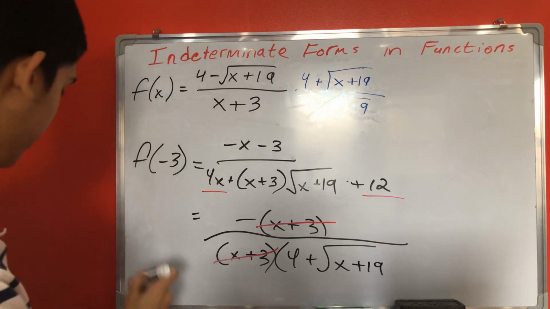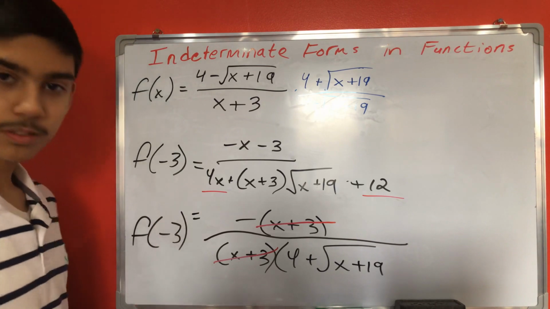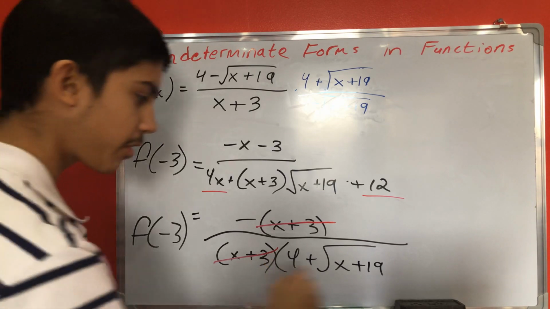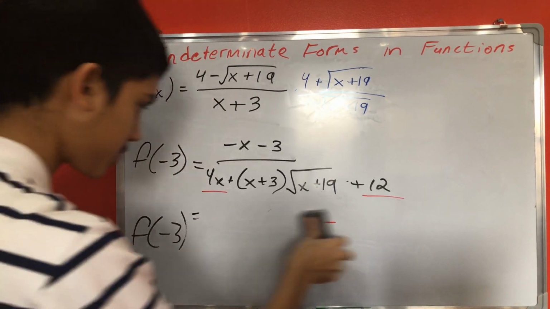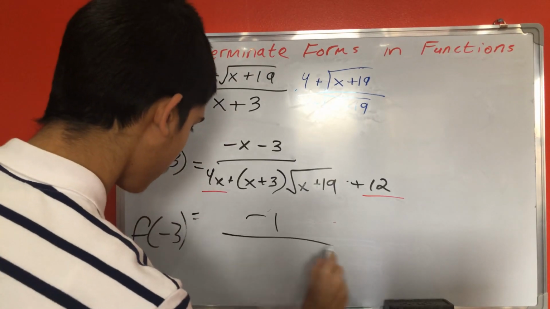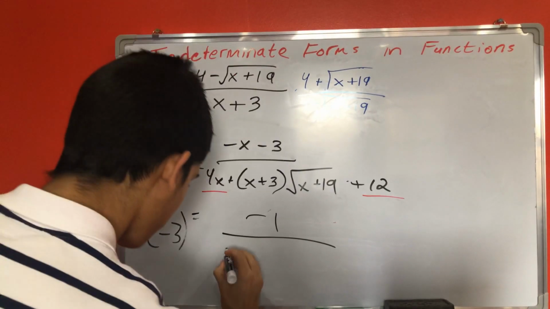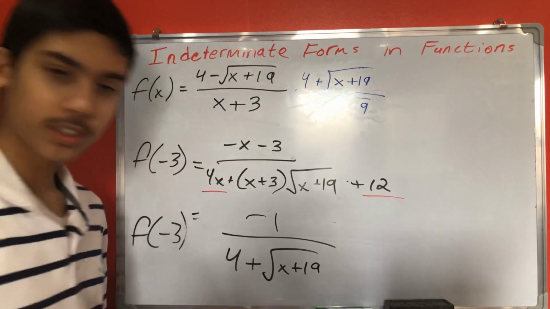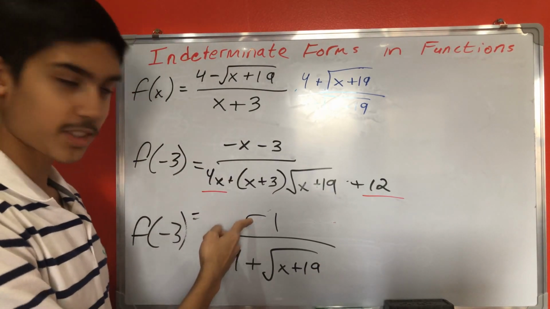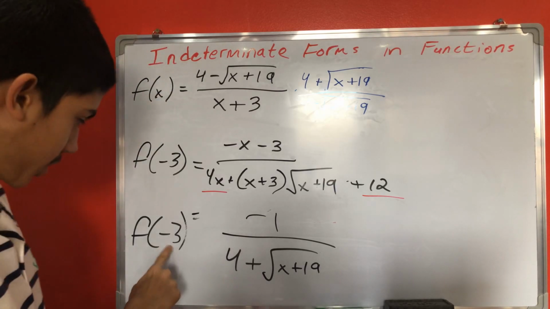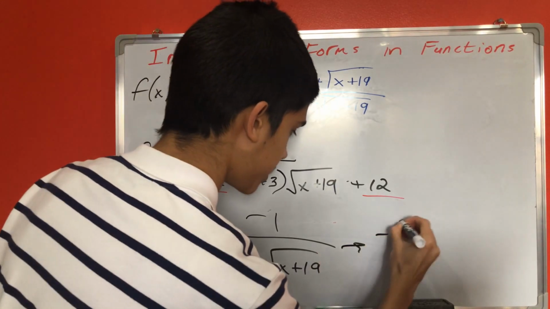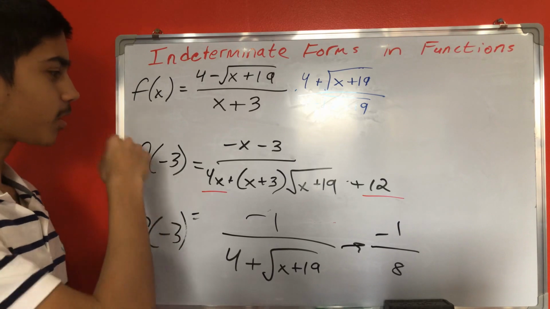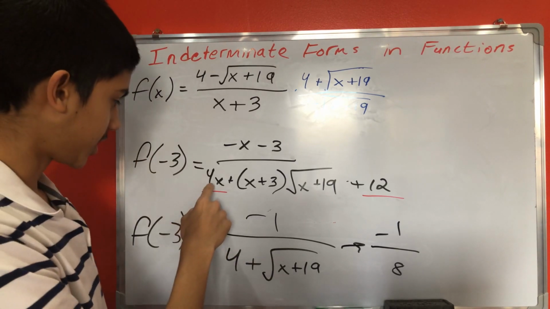Now, if we plug in f of negative 3, it won't give us 0 over 0 anymore because we've cancelled out this factor. So when we rewrite this, we get negative 1 over 4 plus radical x plus 19. We can see there's no more 0 in the denominator, and the numerator is definitely not 0. So when we plug in negative 3 here, we get negative 1 over 8. That's how we get a value for negative 3 when our original value was 0 over 0.